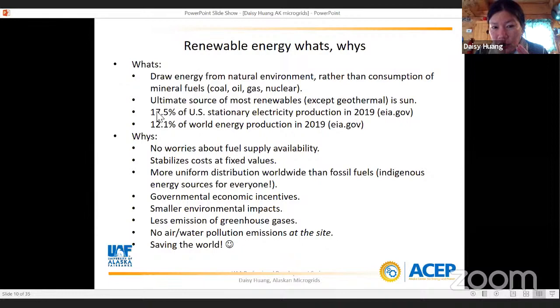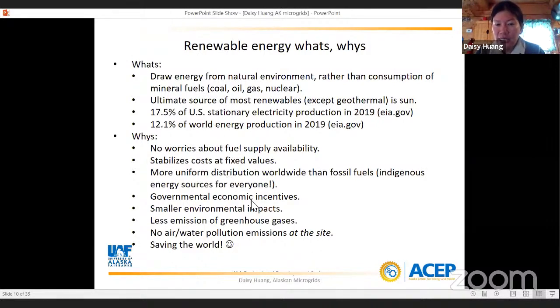So 2 years ago, the US was 15% renewable, the world was 10% renewable. 2 years before that, you can work your way backwards. But these numbers are growing every year. So that's kind of cool. Renewable energy is growing really fast.